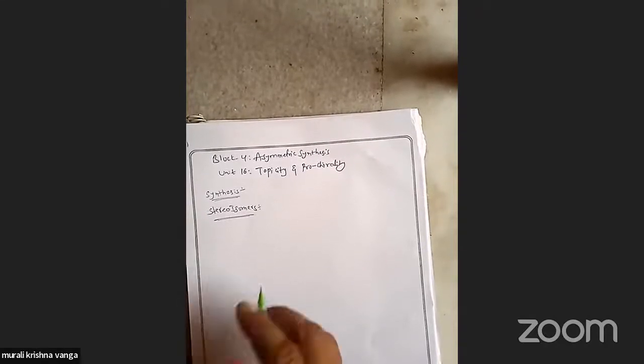Isomers having the same bonding connectivity but differing in the spatial arrangement of groups or atoms in the molecule are called stereoisomers. So stereoisomers are isomers having the same bonding connectivity but differing in the spatial arrangement of groups or atoms in the molecule.